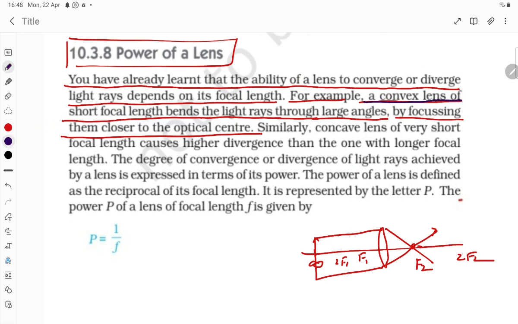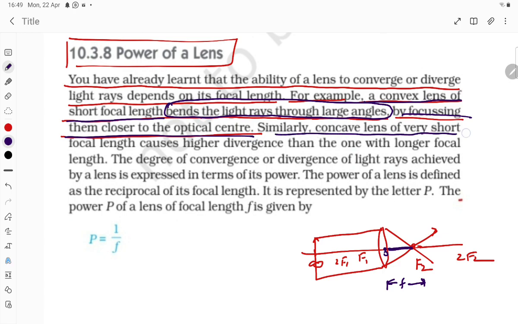A convex lens of short focal length: this is the optical center, and this distance is the focal length, a short focal length. So they are saying a convex lens of short focal length bends the light rays through a larger angle by focusing them closer to the optical center.